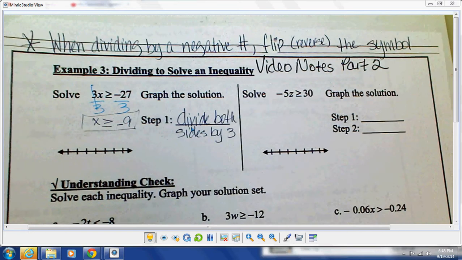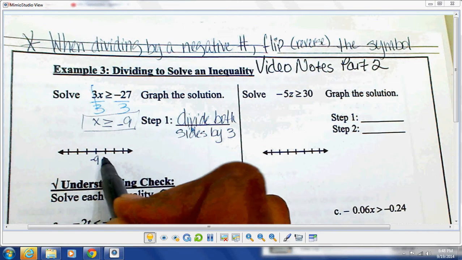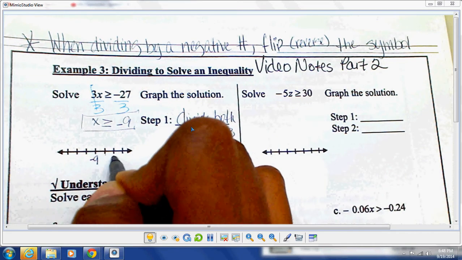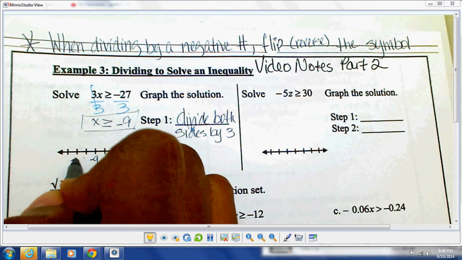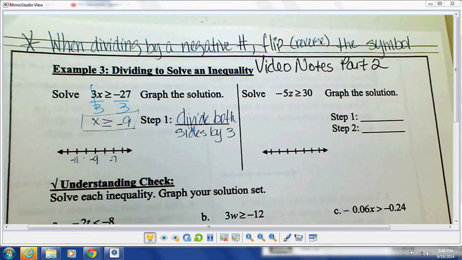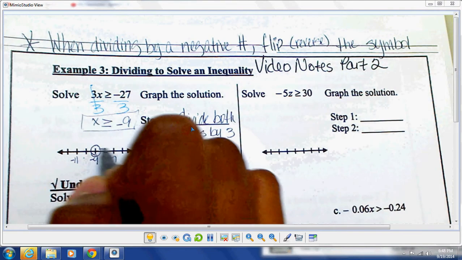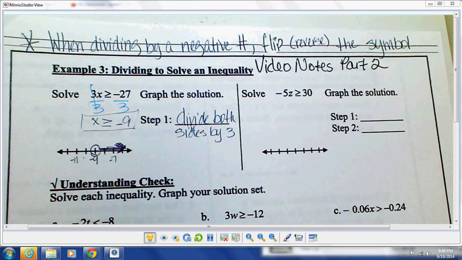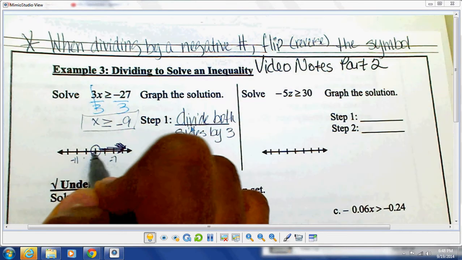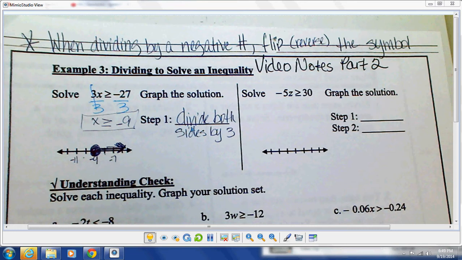Okay, let's graph. We know negative 9 goes in the center. This would be negative 8. This would be negative 7. That would be negative 10. This will be negative 11. So we need a circle at negative 9. It's going to the right. And since it has the equal to part, we need to fill that circle in. Bam. There's your first example.